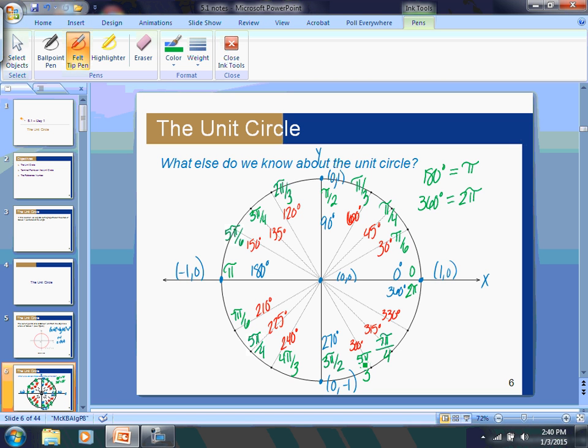So that was 10 over 6. And then if I added another sixth, I'd have 11 pi over 6. And if I added one more sixth, I'd have 12 pi over 6, which would be 2 pi.